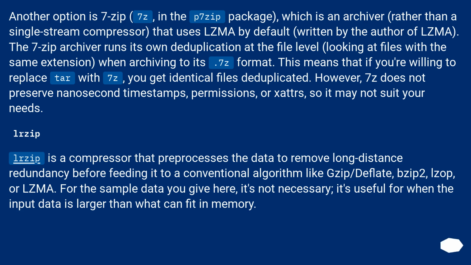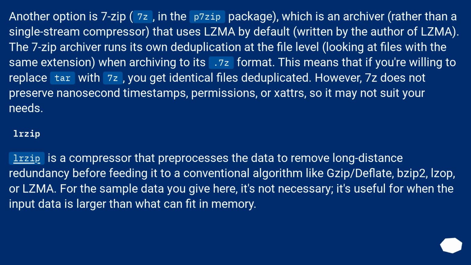Another option is 7Z in the p7zip package, which is an archiver, rather than a single stream compressor, that uses LZMA by default, written by the author of LZMA. The 7zip archiver runs its own deduplication at the file level, looking at files with the same extension, when archiving to its .7z format. This means that if you're willing to replace tar with 7z, you get identical files deduplicated. However, 7z does not preserve nanosecond timestamps, permissions, or xattrs, so it may not suit your needs.